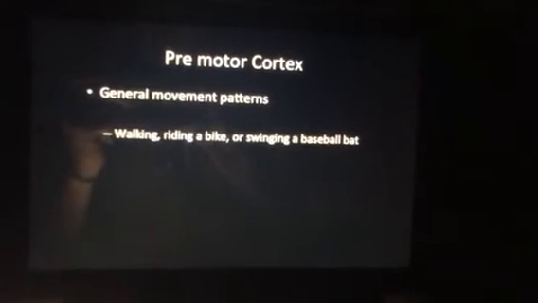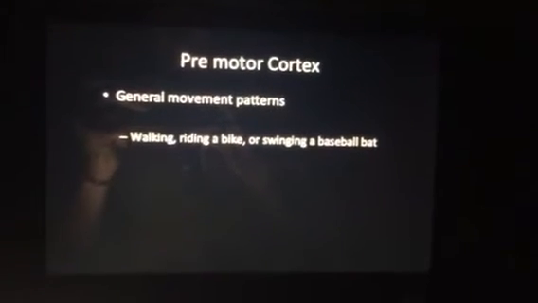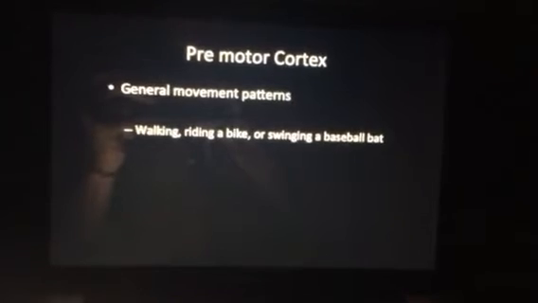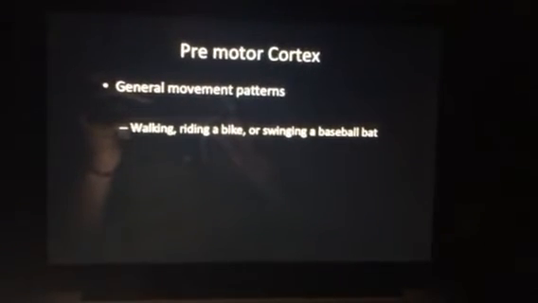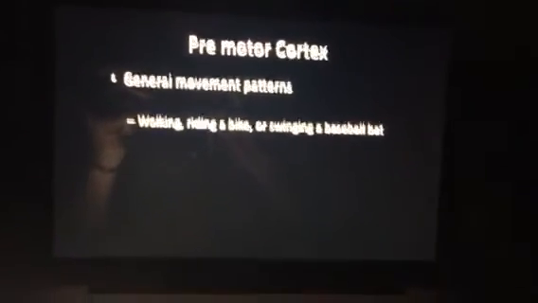The premotor cortex is concerned with general movement patterns, so doing things like walking, riding a bike, or even swinging a baseball bat.